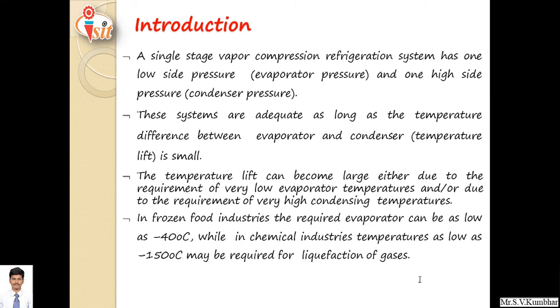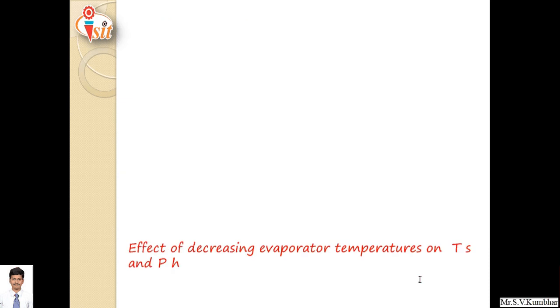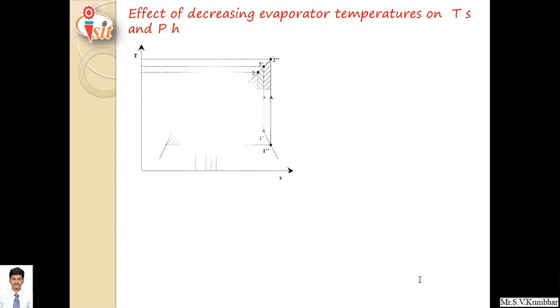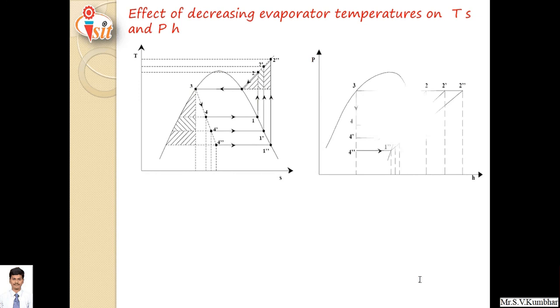In frozen food industries, the required evaporator temperature can be as low as minus 40 degrees centigrade, while in chemical industries, a temperature as low as minus 150 degrees centigrade may be required for the liquefaction of gas. So in that case, a single stage vapor refrigeration system will not work at all. So before starting the multi-compressor system, let us learn about the effect of decreasing evaporative temperature on the TS and pH diagram.